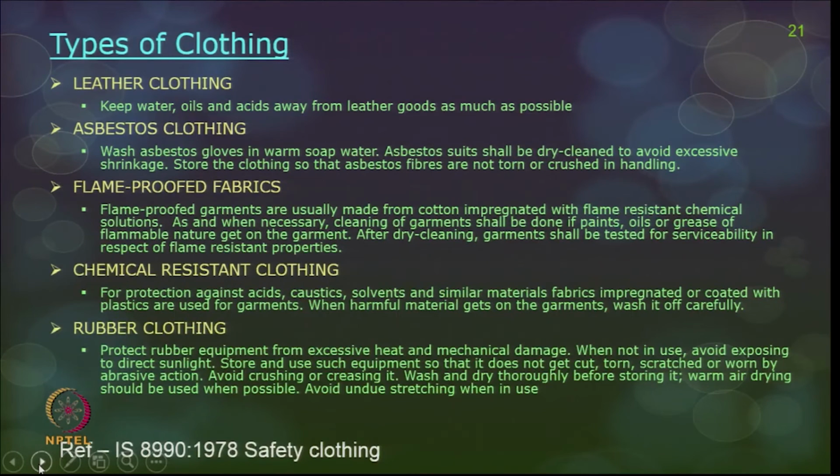Chemical resistant clothing protects against acids, solvents, caustics and similar materials primarily. It is embedded or coated with plastics along with the garments. Okay. When you are working with chemical resistant clothing and chemicals have been splashed, you should wash it very carefully. Rubber clothing helps you to protect against excessive heat and mechanical damage.